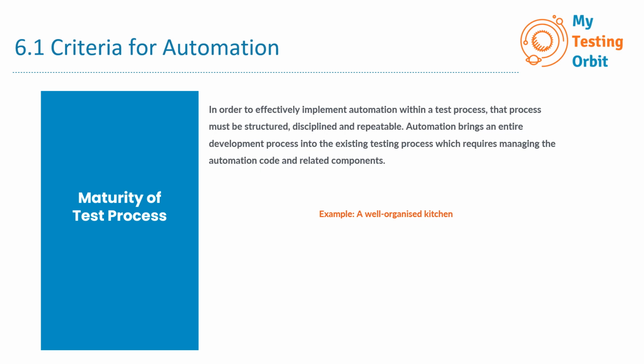Think of the maturity of test process like a well-organized kitchen. So let's say you are a chef preparing a signature dish in your kitchen. So now you have a recipe which is actually a set of precise steps to follow, and you do it the same way every time. So this is your structured and repeatable process.